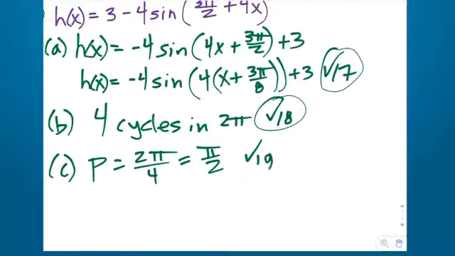Let's check number 19. Hey, what if on the test I happen to ask you for the frequency? It's the reciprocal of that. What's the reciprocal of pi halves? 2 over pi. Good. The frequency is the reciprocal of the period. So just an FYI, just a reminder.